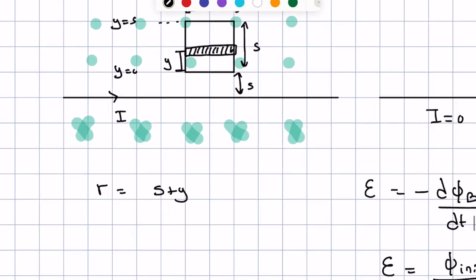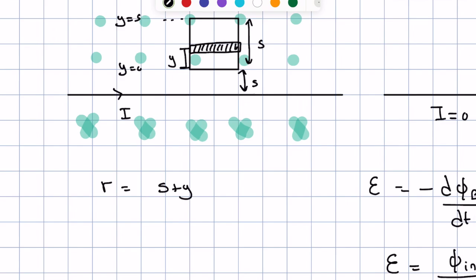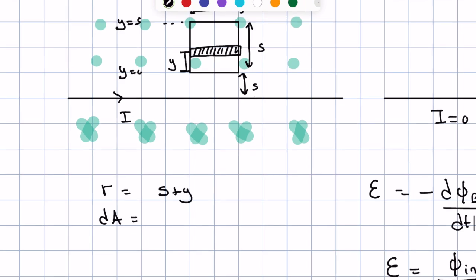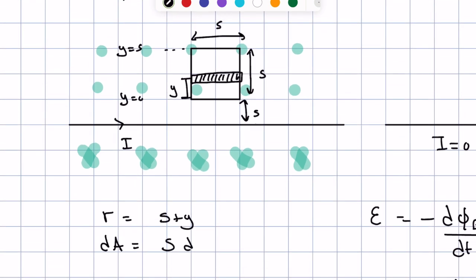When we talk about flux, we have to talk about area. So here we're going to talk about the area of that little rectangle, dA, and that's going to be equal to S times dy, where dy is just how wide this is. So because we're integrating, dy is going to 0.